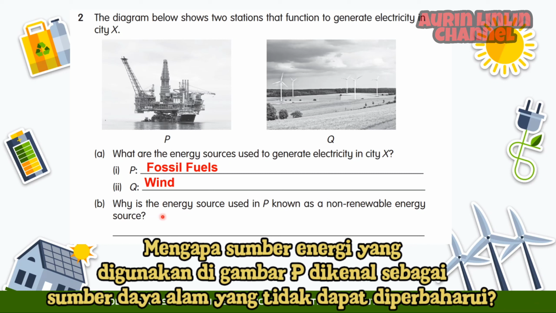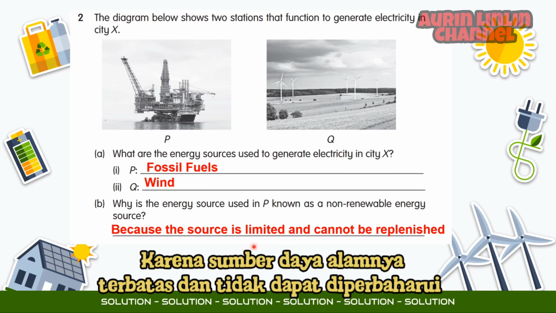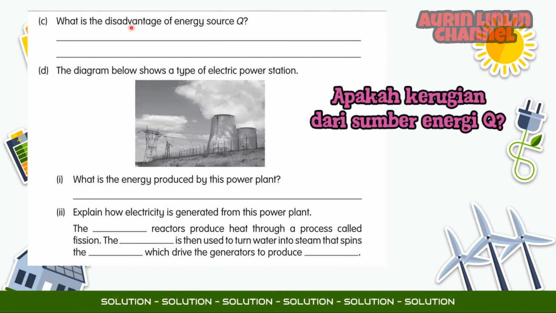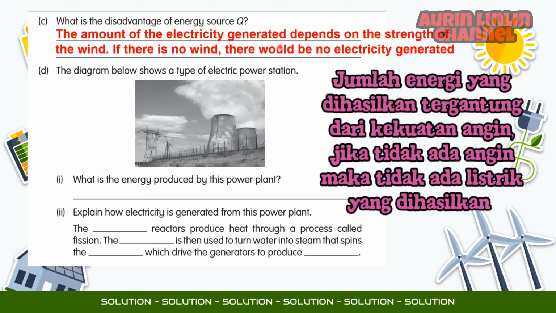Question B. Why is the energy source used in P known as a non-renewable energy source? And the answer is because the source is limited and cannot be replenished. C. What is the disadvantage of energy source Q? And the answer is the amount of the electricity generated depends on the strength of the wind. If there is no wind, there would be no electricity generated.